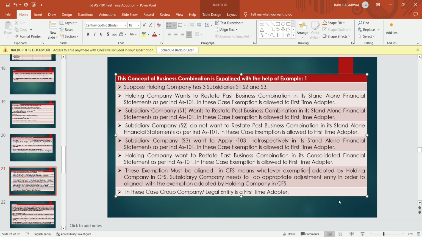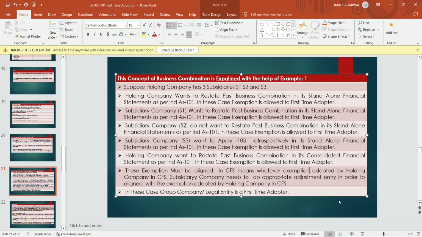So the subsidiary company or holding company is allowed to select any of the business combination exemptions in its standalone financials, but in CFS, they need to align the adjustments in order to avail the exemption adopted by the holding company in CFS. So these exemptions must be aligned in CFS, meaning whatever exemption is adopted by the holding company in CFS, the subsidiary company needs to do an appropriate adjustment entry in order to align with it.